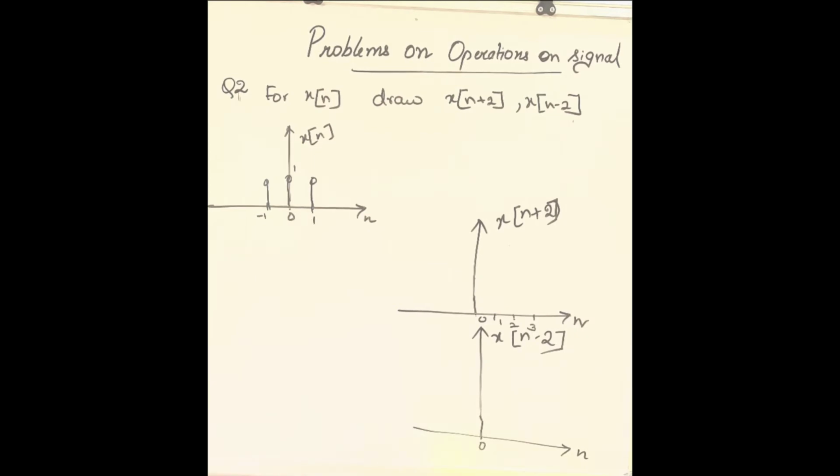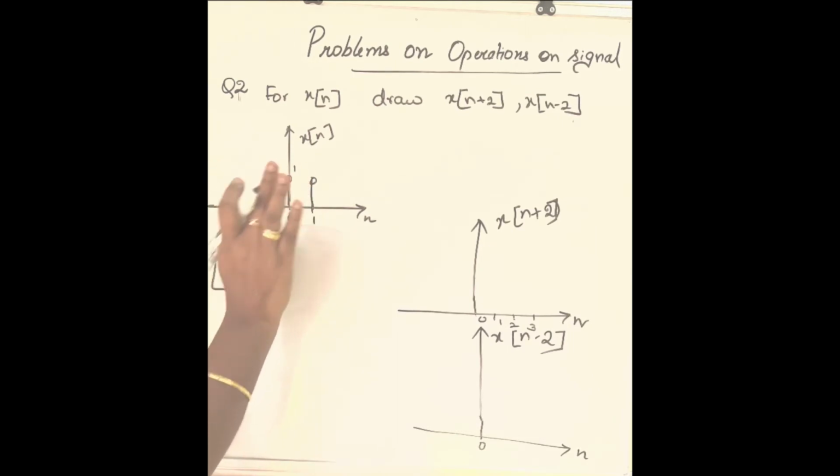Now when you say x of n, you very well know we are speaking about discrete time signal. So this is the original signal that has been given. Take the three instances, that is n is equal to minus 1, n is equal to 0 and n is equal to 1. So these are the given three instances. For all three, the value of the amplitude is 1. Okay, so the value of x of n is 1 for all the three.